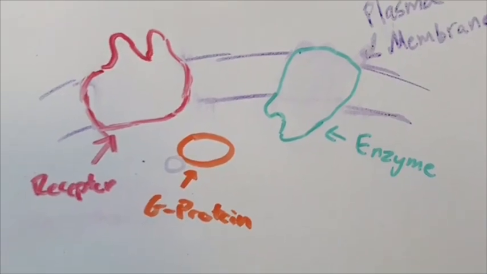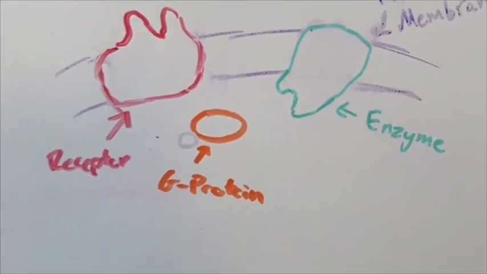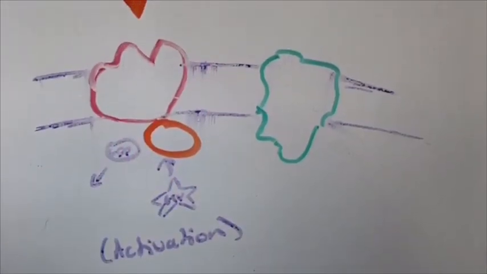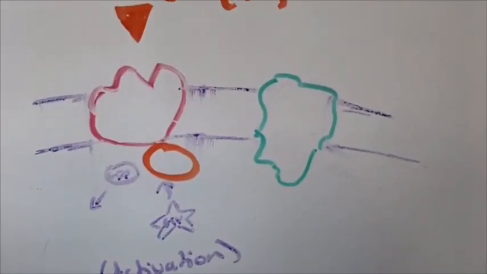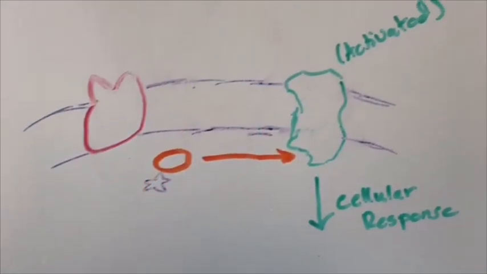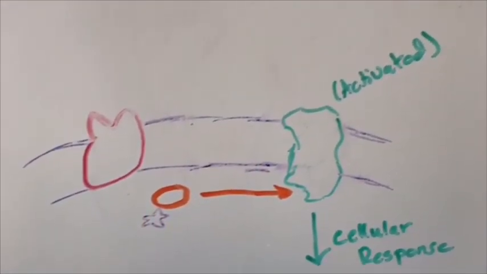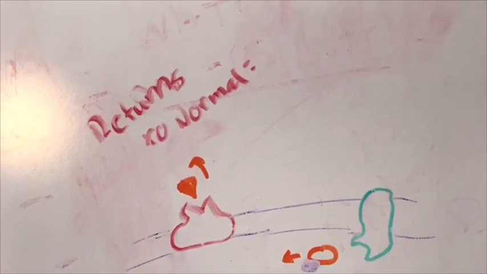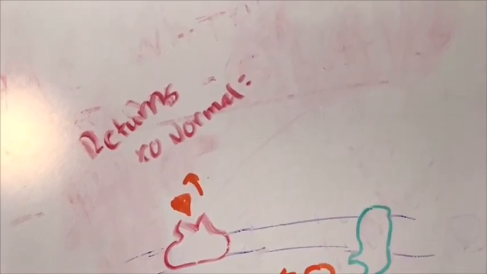Here we have the inactive site with the receptor, G protein, enzyme, and plasma membrane. Then a signal molecule, also called the ligand, enters the receptor and activates the G protein with addition to GTP. Then the G protein moves across the cell and activates the enzyme. The enzyme releases some type of cellular response as well as the G protein and phosphate group.